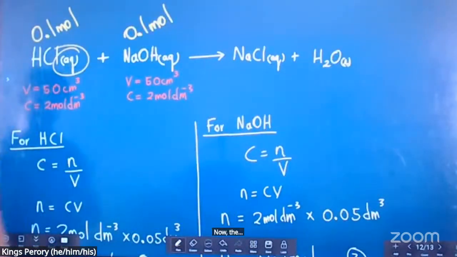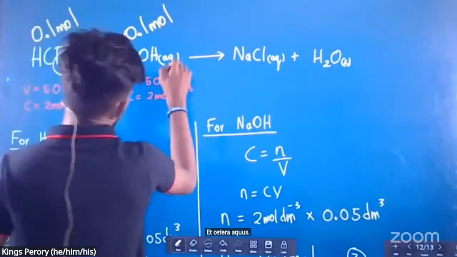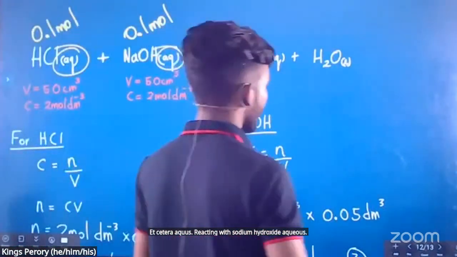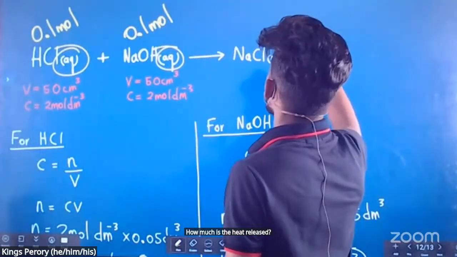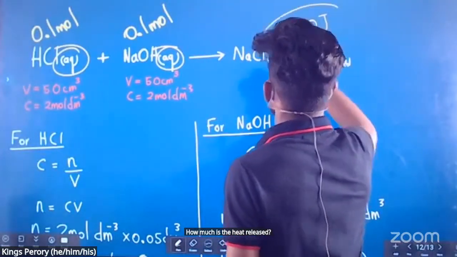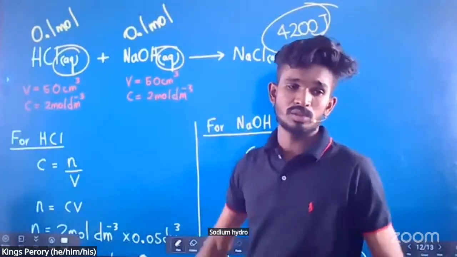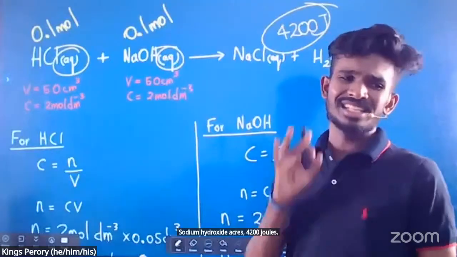HCl aqueous reacting with sodium hydroxide aqueous. How much is the heat released? 4200 joules. Need HCl aqueous, sodium hydroxide aqueous, 4200 joules. I'll just do one change.